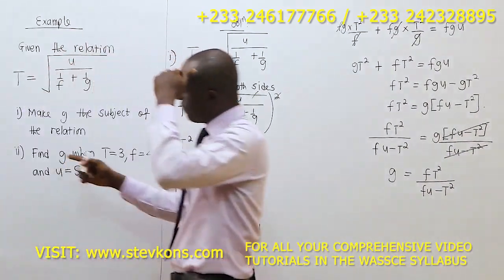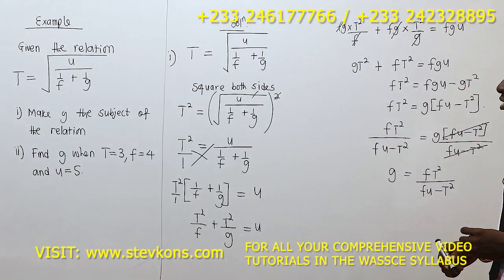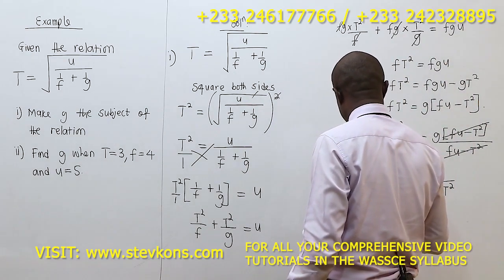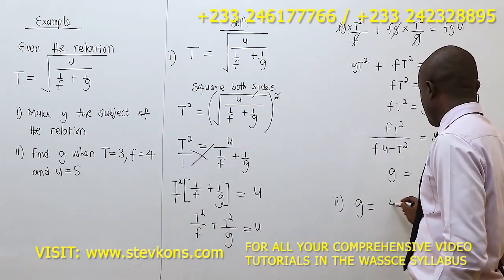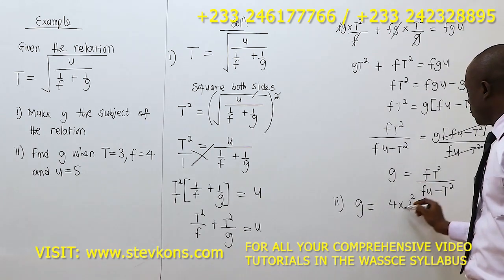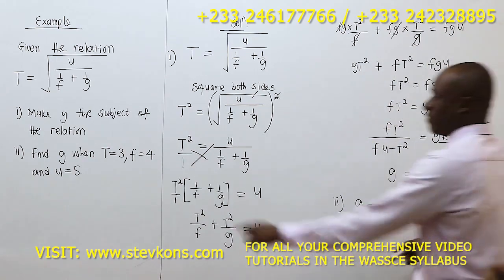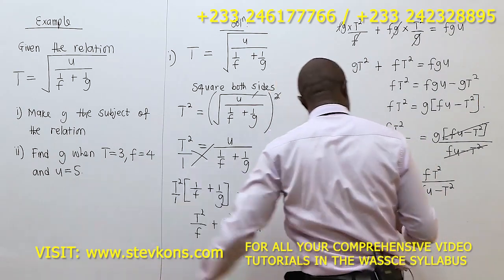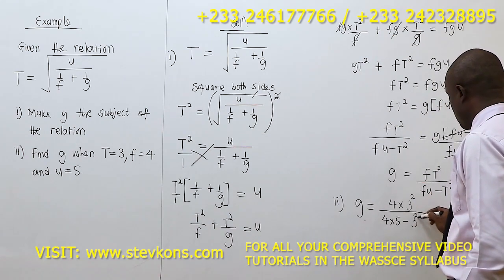So now the second one says find j when t is 3, f is 4, and u is 5. So the second one, j is equal to, now we have f t squared. What is f? f is 4. What is t? t is 3, so you have 3 squared, all over f u. What is f? f is 4. What is u? u is 5. Minus t squared, that is 3 squared.